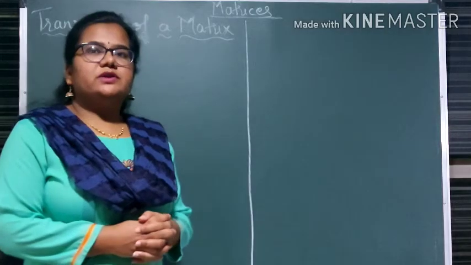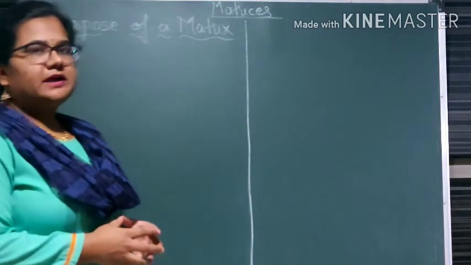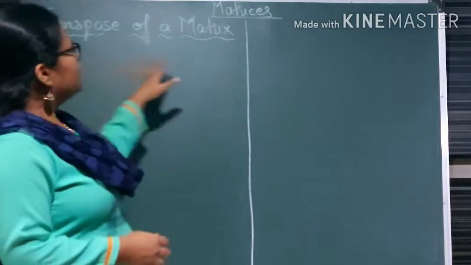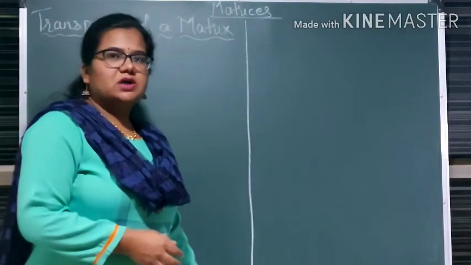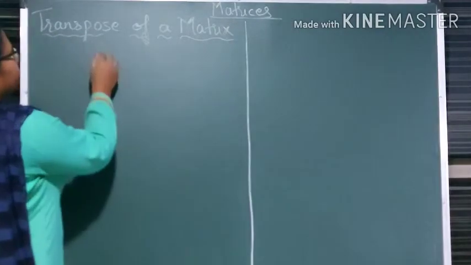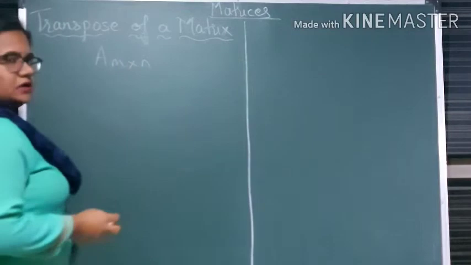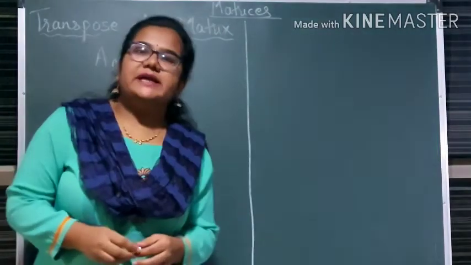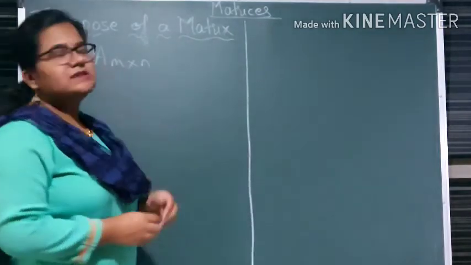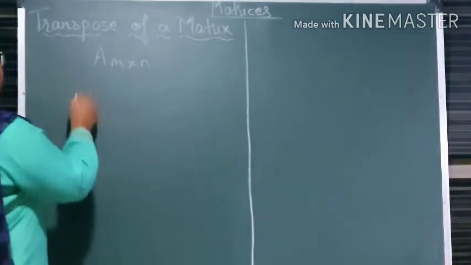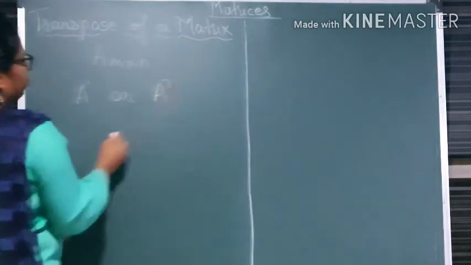Now, in the previous video, we have seen multiplication of two matrices. Now, we move ahead and study what is transpose of a matrix, the easiest thing in matrix. If you have a matrix of order m by n, the transpose of a matrix is obtained by interchanging the rows and columns of this matrix, and it is denoted by A dash or A transpose.